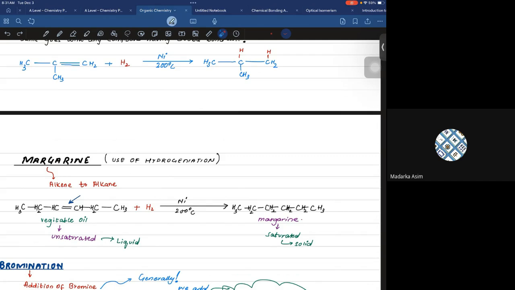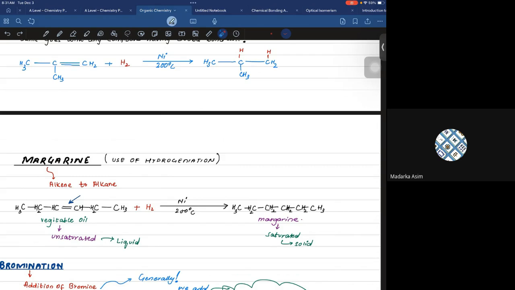Okay, alkane and alkene. The first difference is that alkene contains a double bond and alkane contains a single bond. This is the first difference between alkane and alkene. And the other difference is the chemical difference.